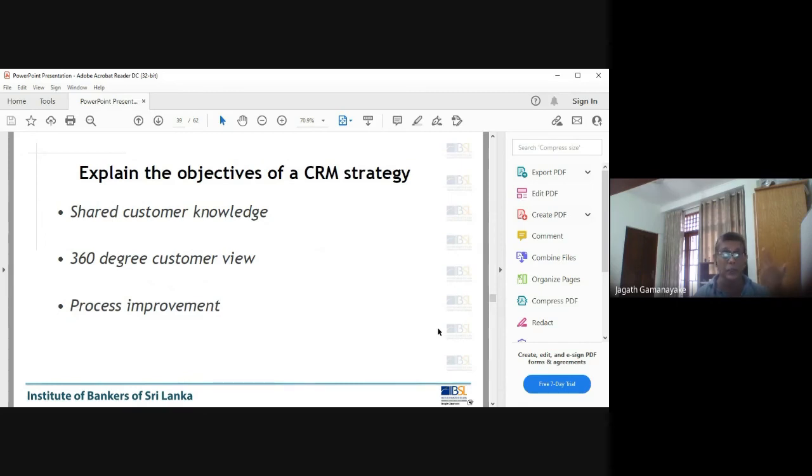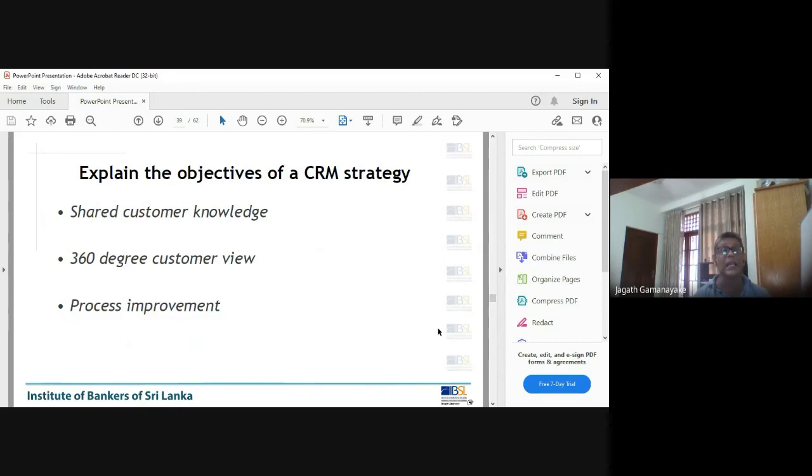Then, through shared customer knowledge, everybody needs to know about the customer. I explained this to you earlier also. Whatever position you are in the bank, you must know your customers. So therefore, the objective is, through the CRM strategy, to provide all the information about the customer to all the employees. Maybe at different hierarchical levels, you may have some information specific to certain people, but it should be shared customer knowledge.